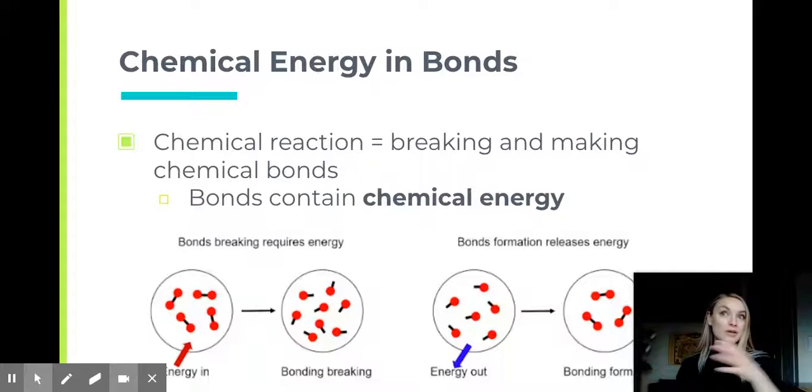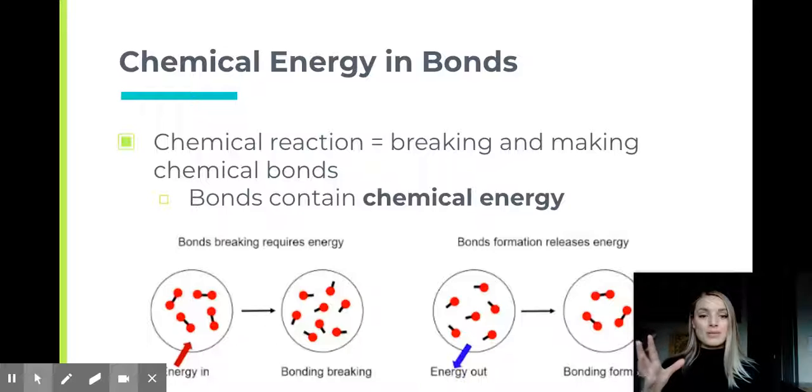So if you think back a couple of units now to when we talked about different types of energy, we talk about chemical energy. Chemical energy is actually stored in the bonds of molecules. So anytime we have a chemical reaction, we are breaking and making chemical bonds. And that means that we're either going to be releasing or absorbing chemical energy.